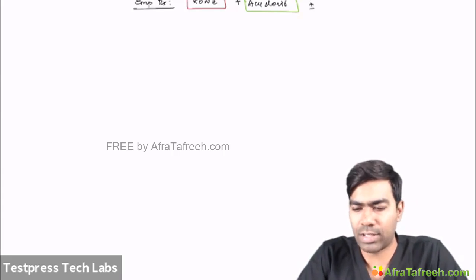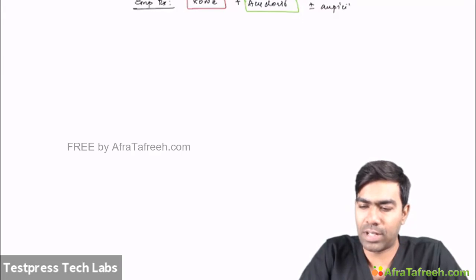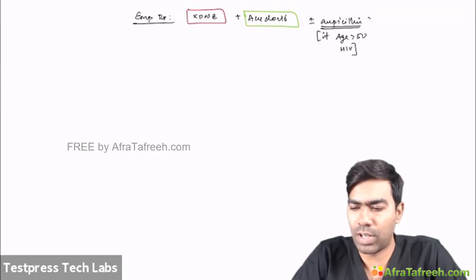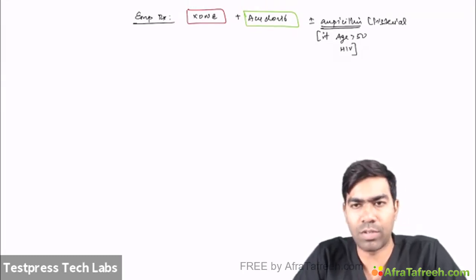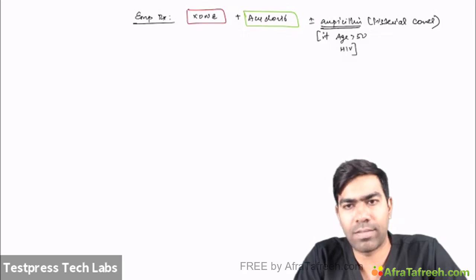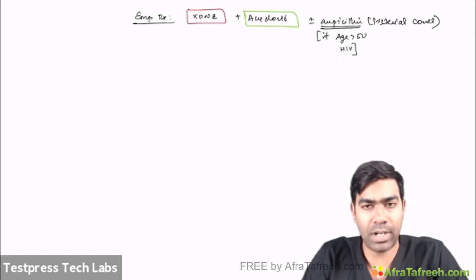Other things are add-ons. For example, I can start ampicillin if the patient is older than 50 or is an immunosuppressed patient, like an HIV patient. In that setting, I can start empirical ampicillin also. Why am I starting empirical ampicillin? This is for listerial cover. Because extremes of age and immunosuppression are always a problem, they can have an underlying listerial infection. Ampicillin is one of the very good drugs for Listeria monocytogenes. So this is the best empirical treatment I can start with.